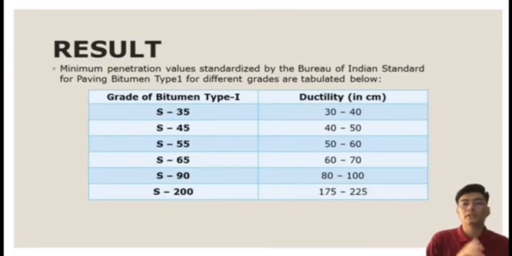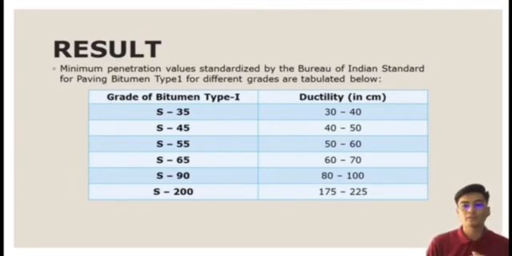Over here you can see the result. This is the minimum penetration value standard by the Bureau of Indian Standards for paving bitumen type 1 for different grades, tabulated below. The first is grade S35, with ductility in cm of 30 to 40. The second is S45, with ductility of 40 to 50.